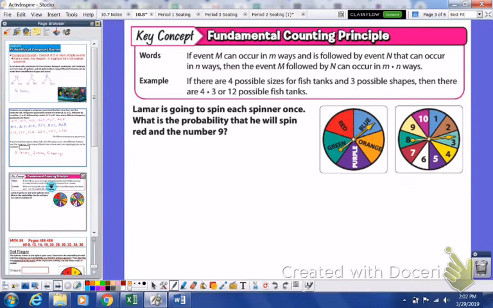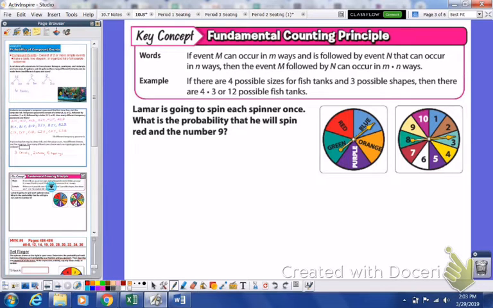If you flip to the next page, we see our fundamental counting principle. If event M can occur in M ways and is followed by event N that can occur in N ways, then the event M followed by N can occur in M times N ways. Okay, so a lot of words there, kind of jumbled, but if you look at the example, if there are 4 possible sizes for fish tanks, and 3 possible shapes, then there are 4 times 3 or 12 possible fish tanks.